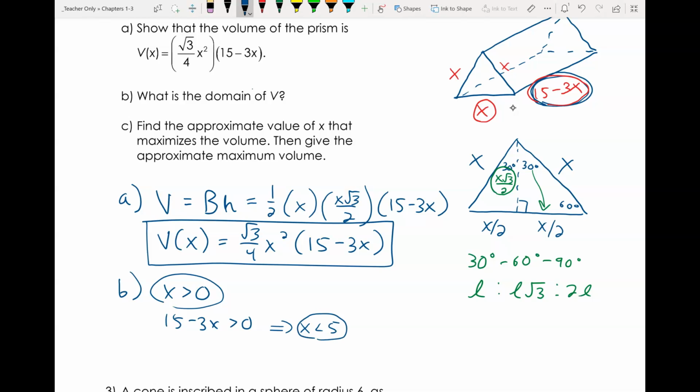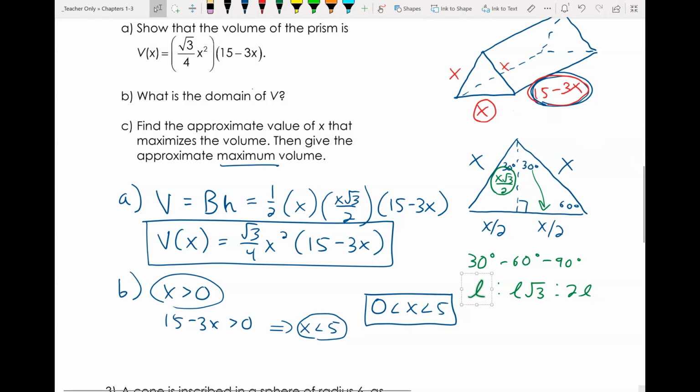So putting those together, if x has to be greater than 0 and less than 5, my domain would be x is between 0 and 5, or 0 less than x less than 5, just like that. So then for part C, the last thing we want to do is put this in our calculator and find the maximum volume. So let's go ahead and take a look at that.